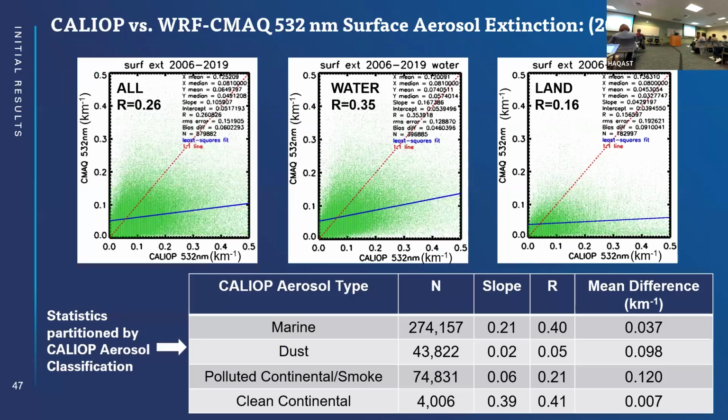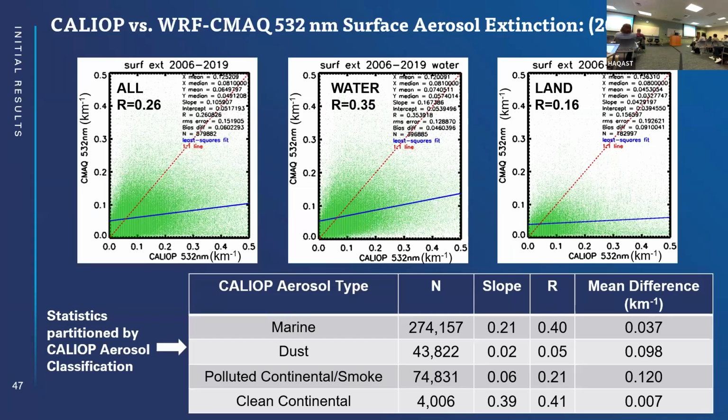And then another way of viewing this is through a scatter plot. I won't spend a lot of time on this, but this is Calypso on the X and CMAQ on the Y. This is showing that when we put everything together, there's not all that great of a correlation or relationship. I have a bunch of statistics on there that are probably difficult to read, but we have biases as high as 0.06 per kilometer.